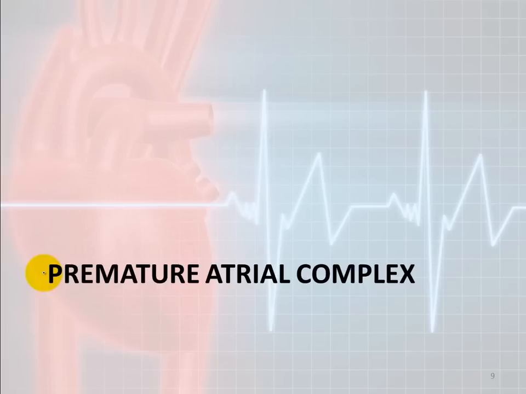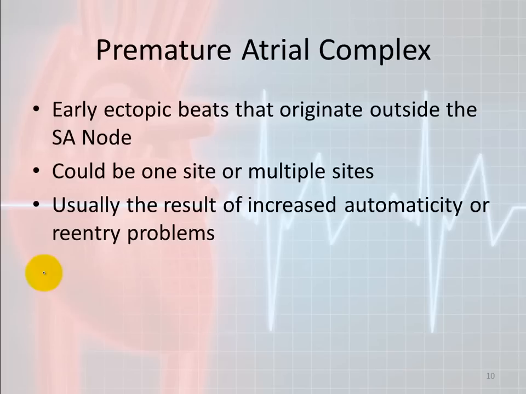So the first thing we're going to discuss here is the premature atrial complex, also known as the PAC. The premature atrial complex is just an early ectopic beat that originates outside of the SA node. It could be one site or multiple sites, and the way that you would tell the difference is that you would look at the P waves. It is usually a result of increased automaticity, remember that one, or the reentry problems. And we're going to talk about reentry here in a little bit.